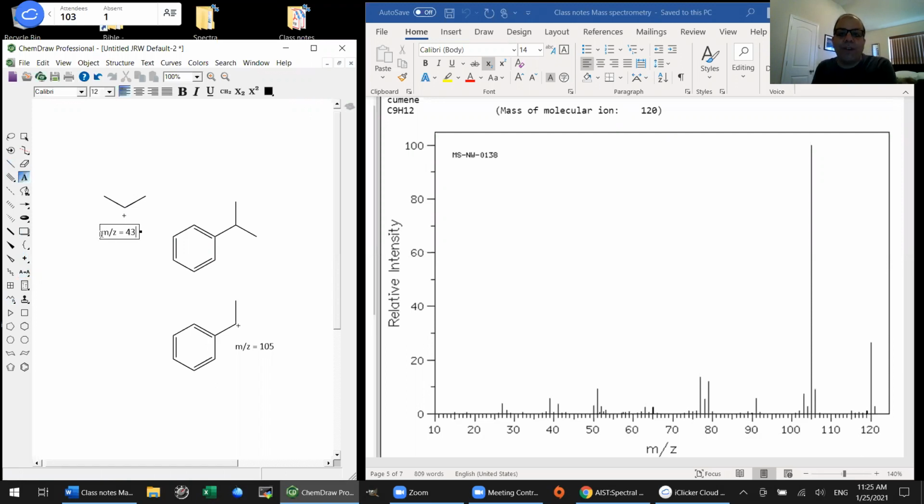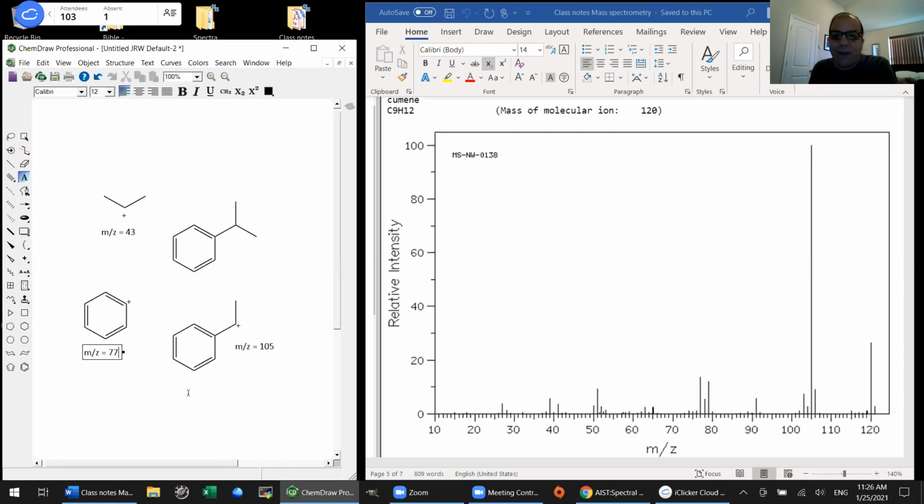And what's 120 minus 43? 77. Is it possible we'd see the phenyl cation at 77? Phenyl cation isn't terribly stable, but I would not be shocked if we could see that too. So let's see. 43, well, there's a little one. There is a teeny bit of it there. And I bet we get an almost equally little bit of the phenyl cation. What did we say that one was at? 77? You know what? I'm going to add that up just to be sure. It's C6H5 plus. 6 times 12 is 72, plus 5 is 77. Yes.